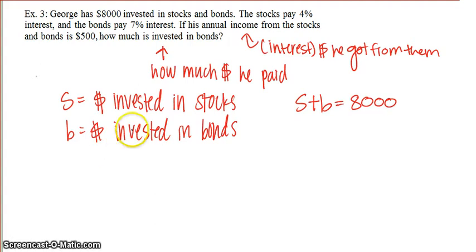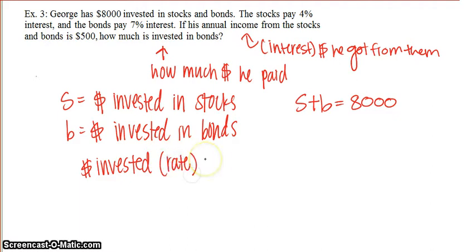We know that the money invested times the rate, which is the rate of interest, equals his interest, or the money he got out of it. Okay? So I'm going to use this equation to help me write another equation, because I know however much interest he got from the stocks plus however much interest he got from the bonds equals 500.